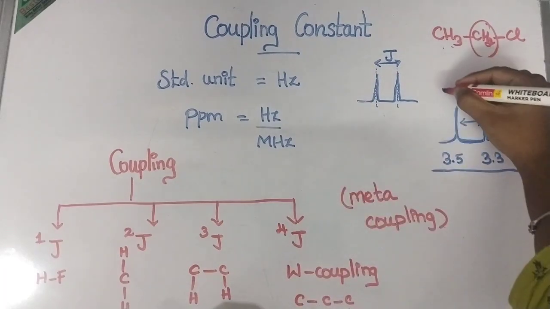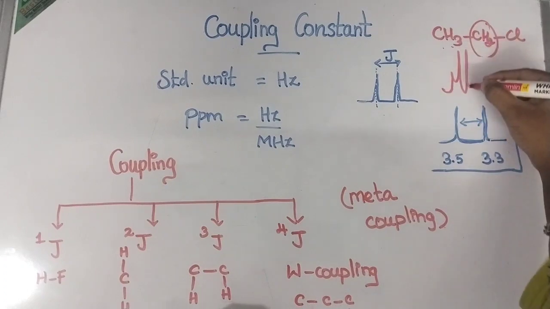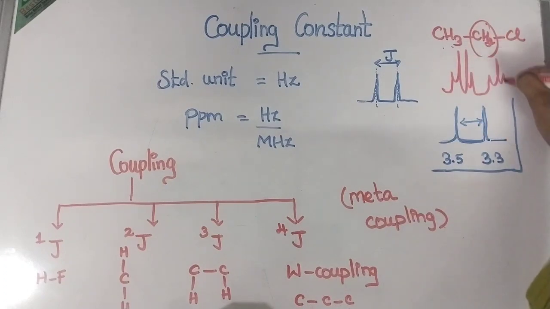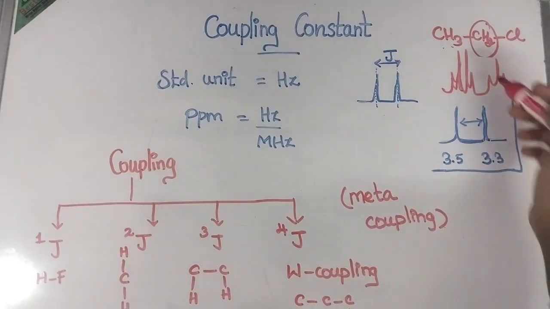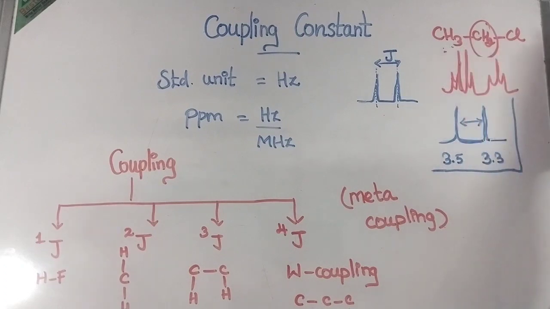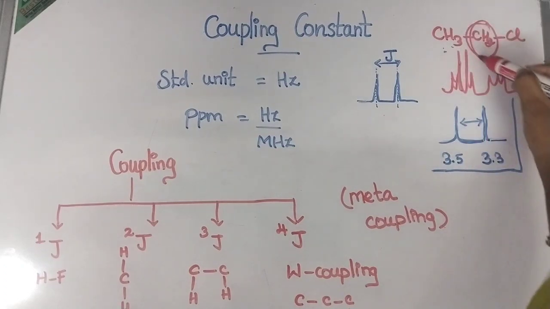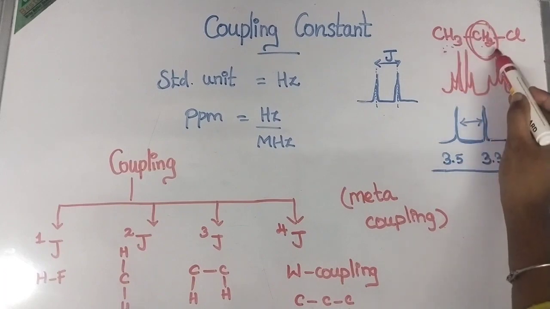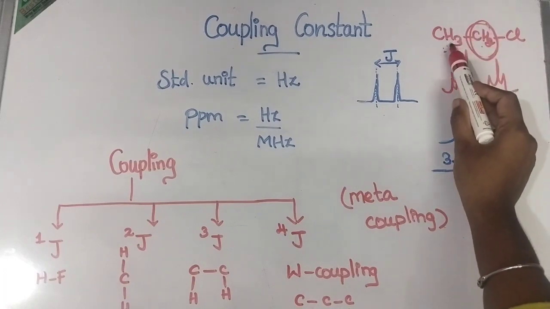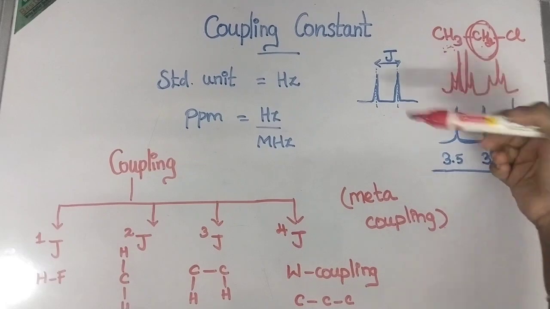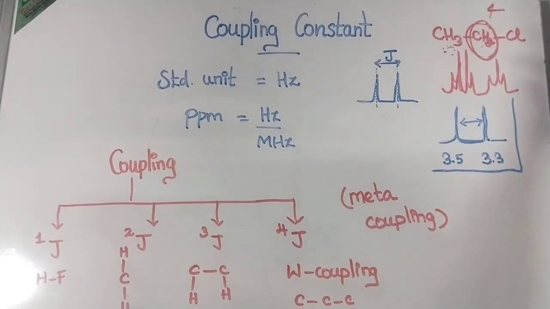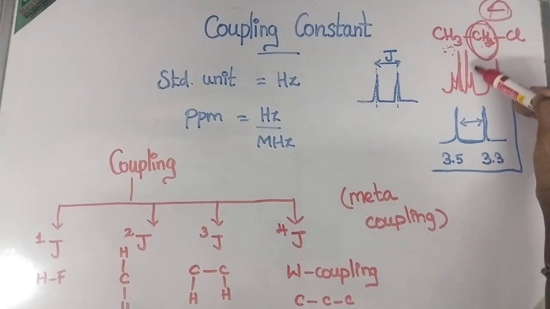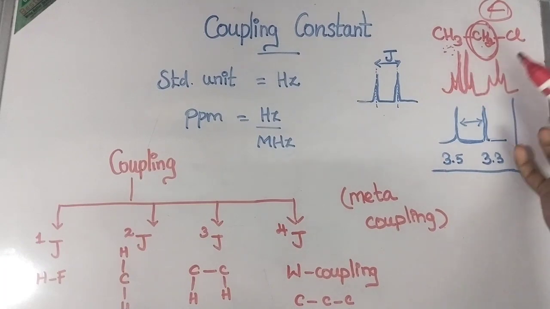So this is possible because the neighboring protons will split the signal. How will you calculate the multiplicity? See the neighboring protons: you have 3 protons, hence by the n plus 1 formula the answer is 4, which means you will get a multiplicity of 4, in the ratio 1:3:3:1.